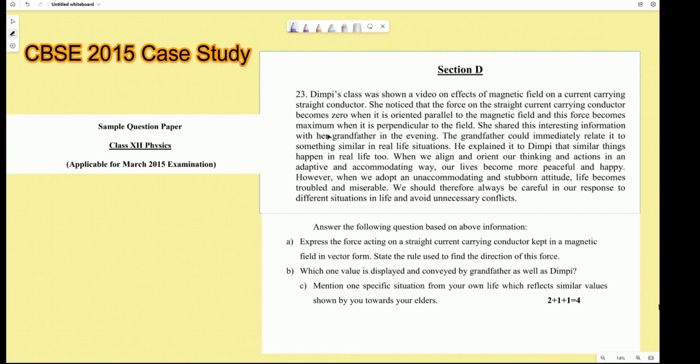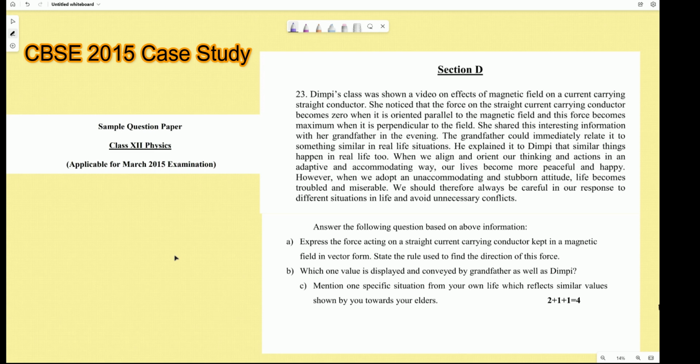She shared this interesting information with her grandfather in the evening. Then she goes back to the home and she tells her grandfather, I have seen this experiment where I saw two types of forces on a current carrying conductor when we change the alignment of the current carrying conductor with the magnetic field. He explained to Dimpi that similar things happen in real life too.